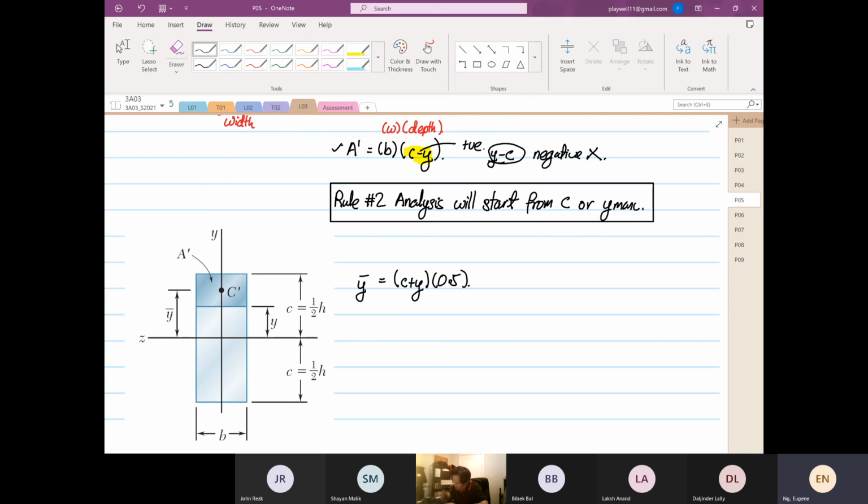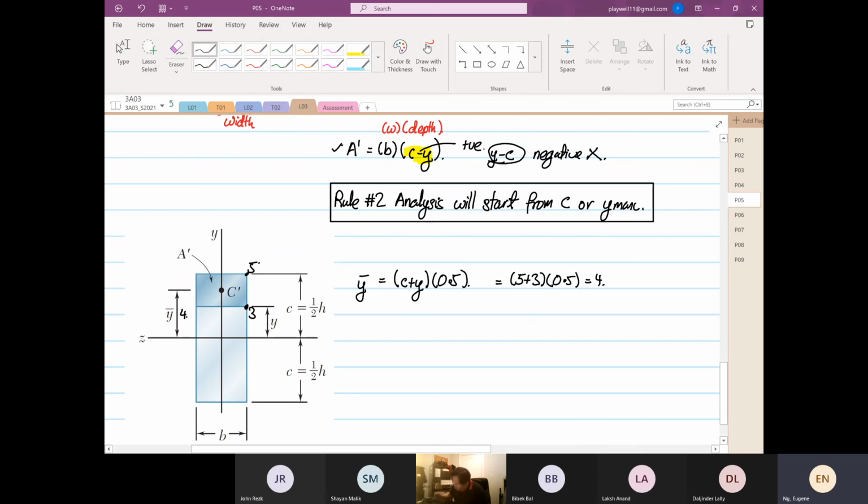If at this point it is 3, and at this point it is 5, the centroid has to be 4, yes or no? It's between 3 and 5. So c is 5, plus 3, multiplied by 0.5. That's why this is equal to 4. So that's why y bar is equal to c plus y multiplied by 0.5. Simple things to help you remember stuff.